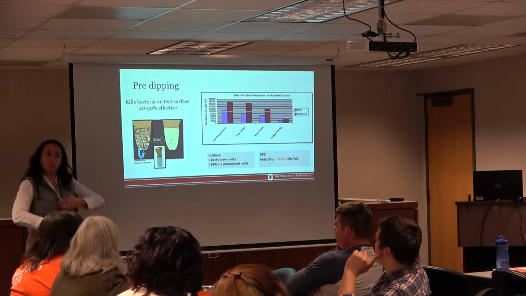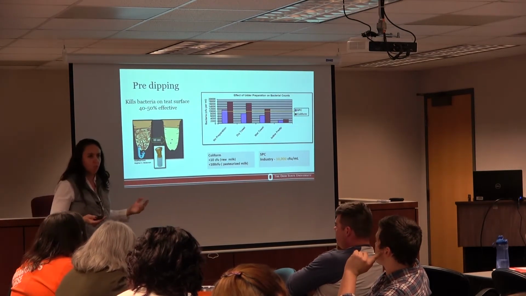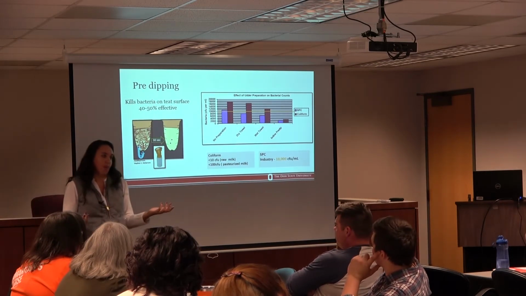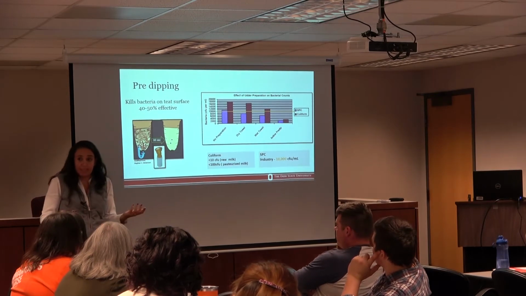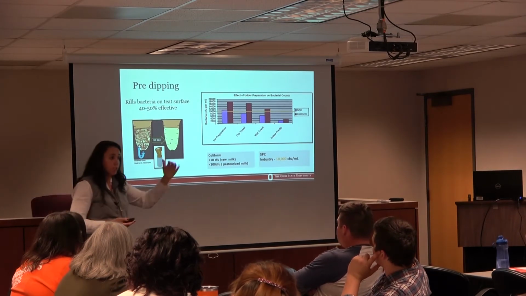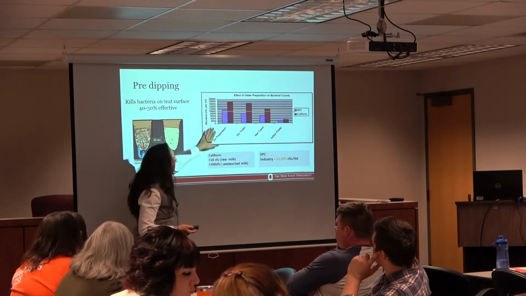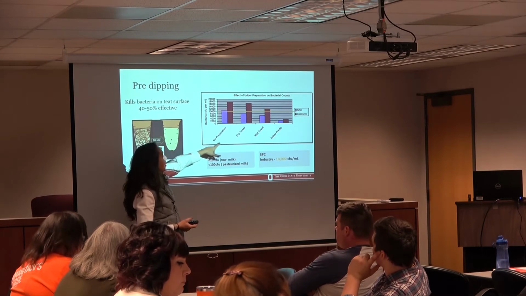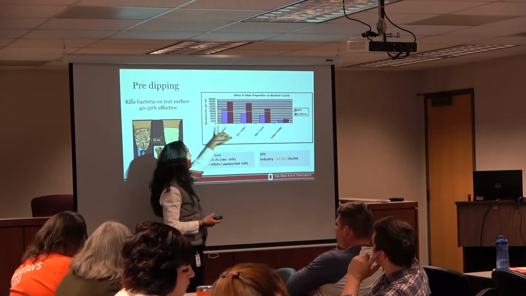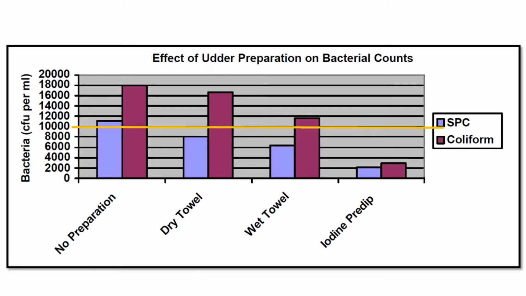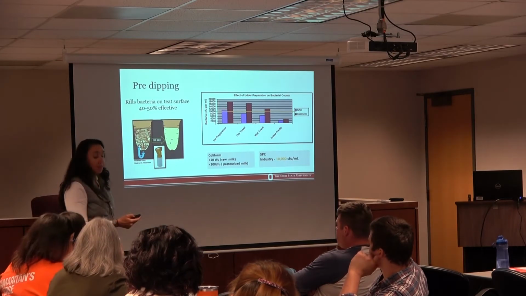Why do we do pre-dip? This is kind of basic, everybody knows that we do pre-dip to reduce the number of bacteria that we have on the surface, right? So that's the idea of doing pre-dip. You do pre-dip, you reduce that number of bacteria, and here you will see, if you do not do anything and if you pre-dip with iodine, the number of bacteria that you harvest from that one teat skin is much lower. So it really is an effective and easy way of reducing that number of bacteria.